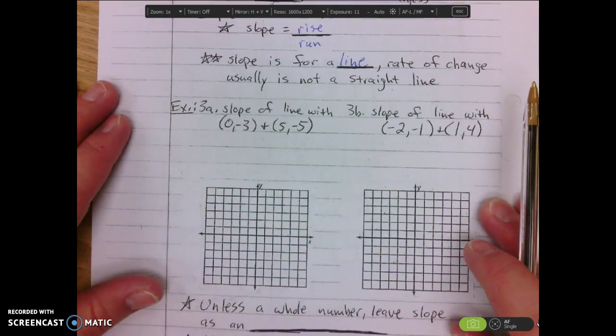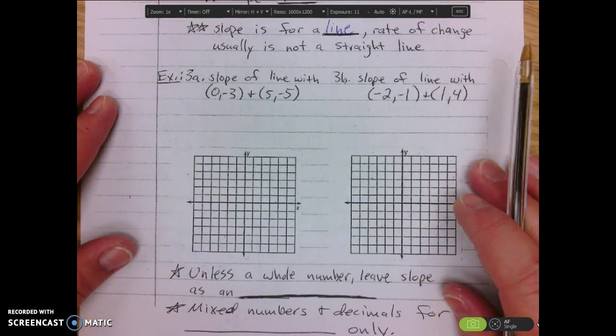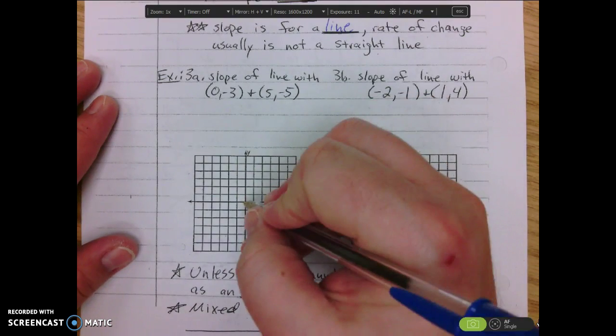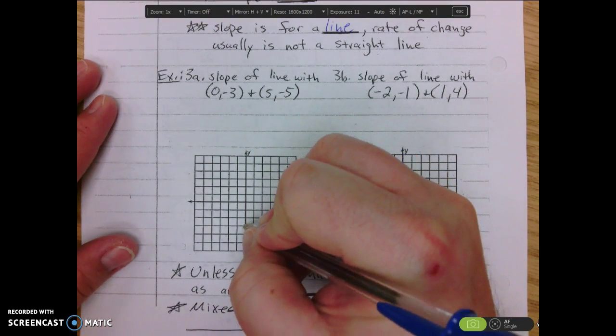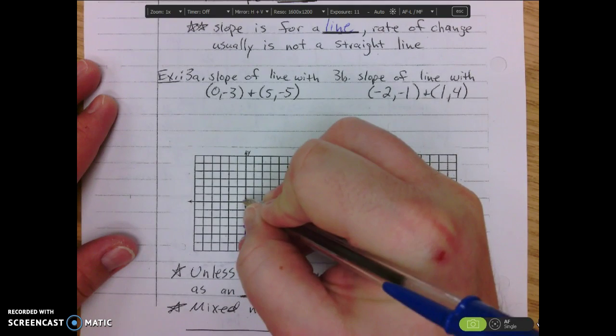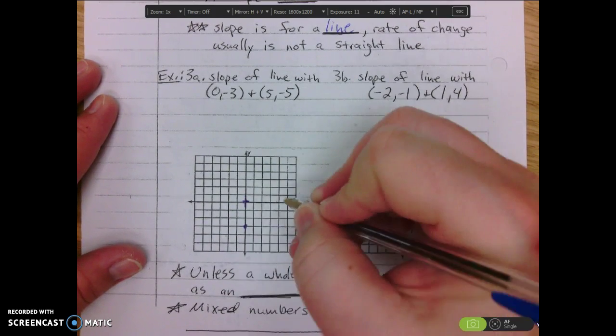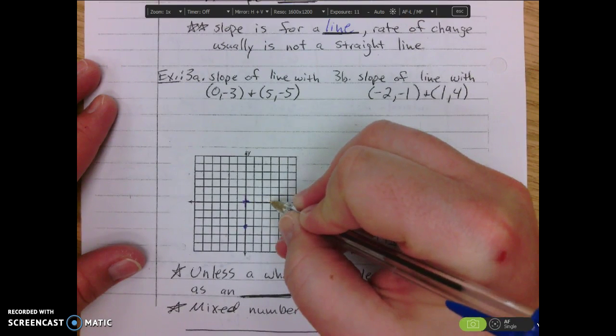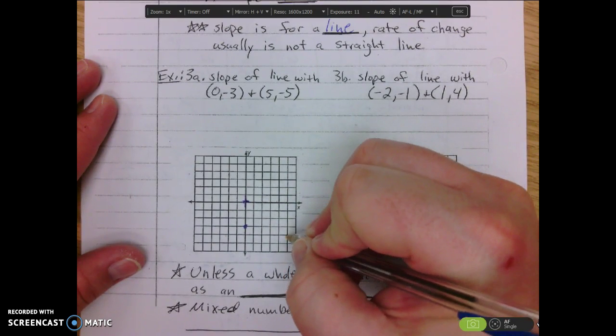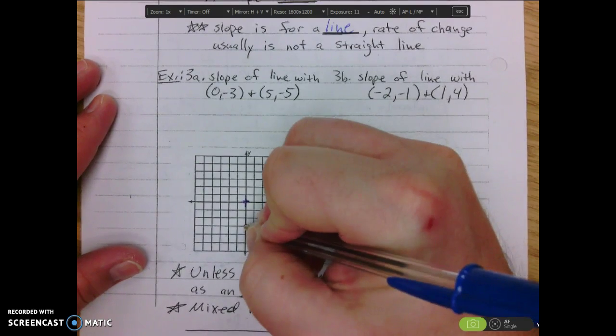All right, so to find the slope of these lines, we need to plot the points first. So 0, negative 3 would be right there. Mark the origin on here a little bit clearer. There's the origin. So there's 0, negative 3, and 5, negative 5. 3, 4, 5. 1, 2, 3, 4, 5. I want to know the slope of that line.